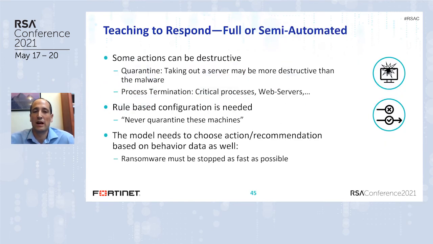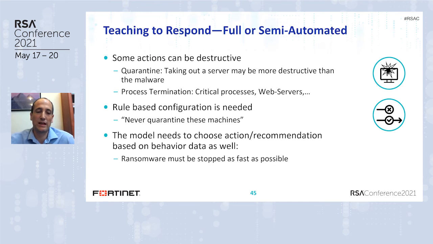So, using semi or full automated response is hard to tell, and a lot of tuning needs to take place in order to get it right. Since some actions can be extremely destructive, for example, quarantining a server because some PUP is running is probably going to cause more damage than good, which means that we will probably need some rules here as well, like never quarantine some machines.